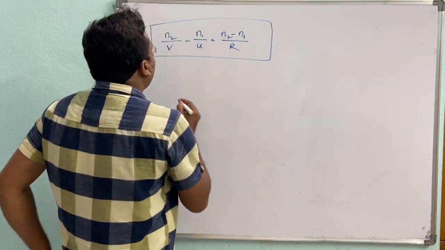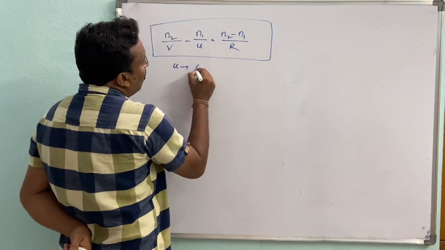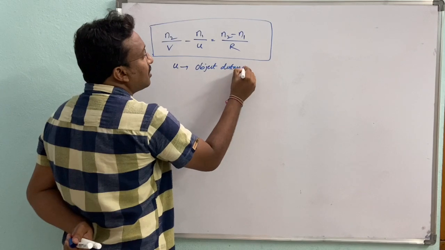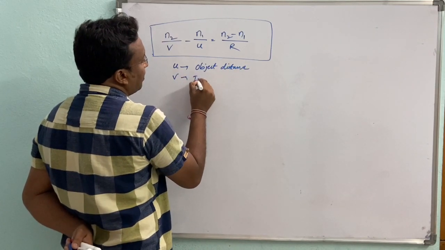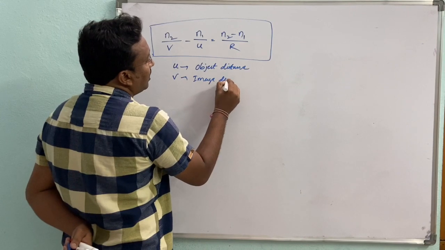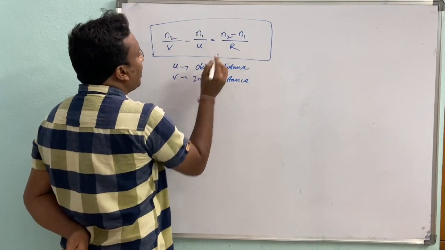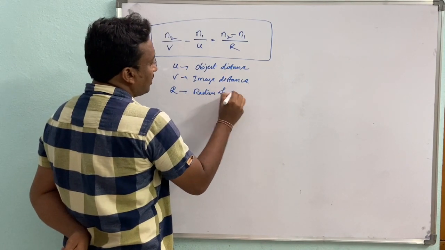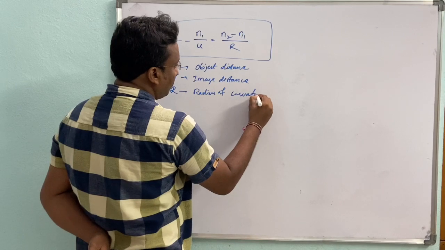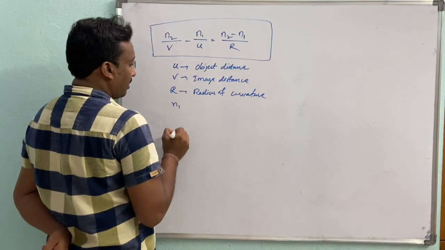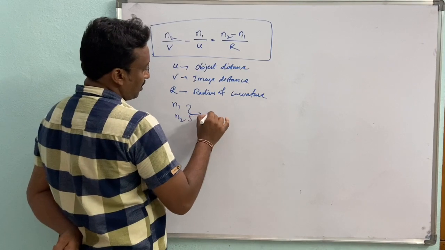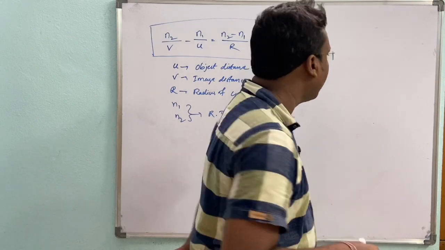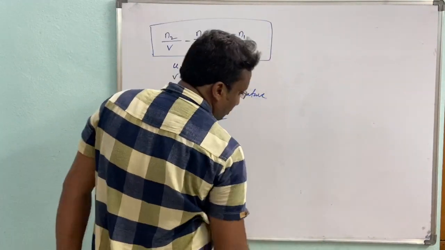Here u represents object distance, v image distance, and r radius of curvature. n1 and n2 are refractive indexes of the given mediums. This principle, right?